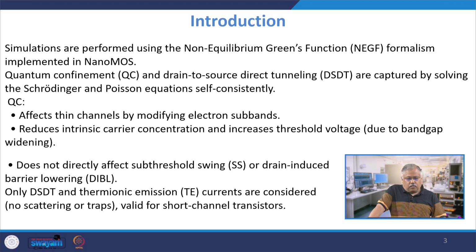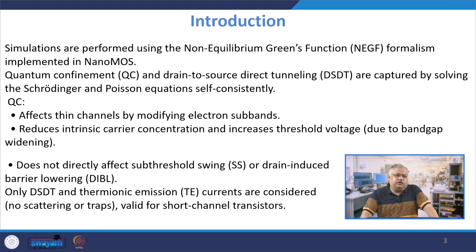Now, what does quantum confinement do? Rather than assuming that the electrons can flow across the whole energy scale, quantum confinement restricts them to move in certain energy subbands, right? In a very strict sense, energy subbands are there, and ultra thin channels are formed in the energy domain, and they allow the electron to move from source to drain in a much better manner.